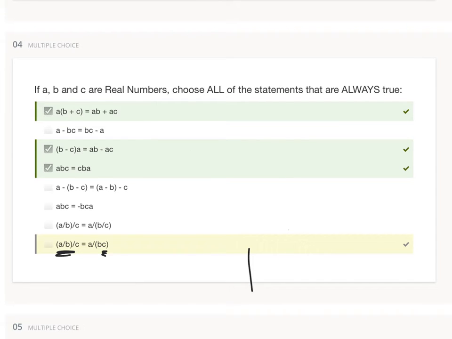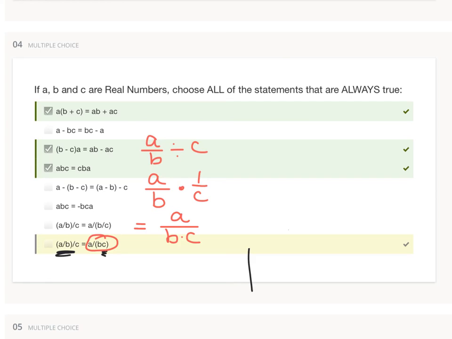algebraically what we're looking at is a divided by b divided by c. And when we divide fractions, we remember we multiply by the reciprocal. So a divided by b times 1 over c. And then as we multiply those fractions, we go straight across. That's a divided by b times c, which is what that is saying, okay?